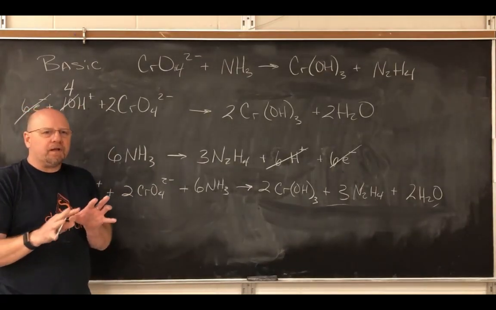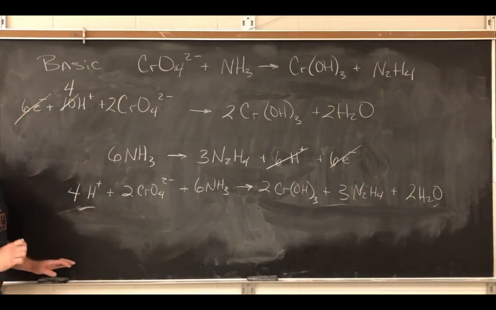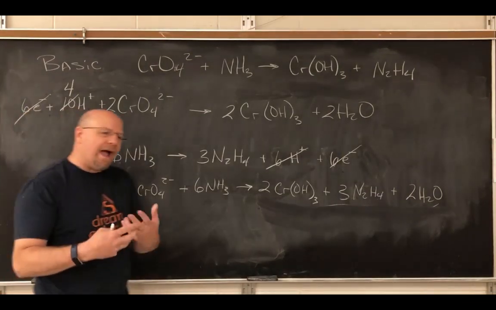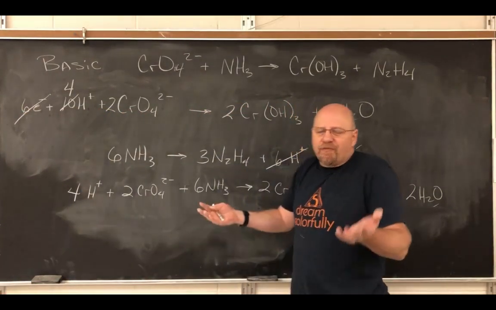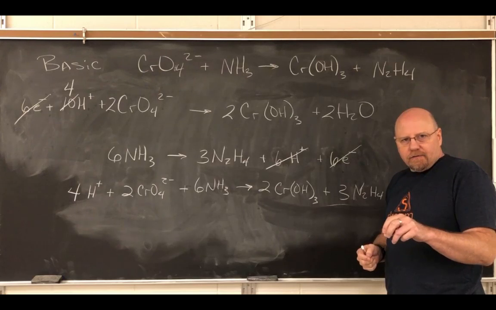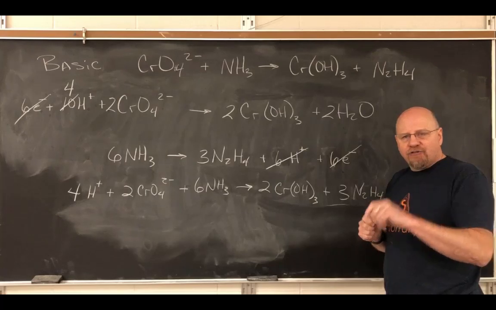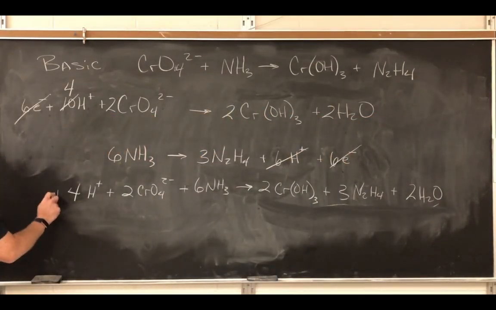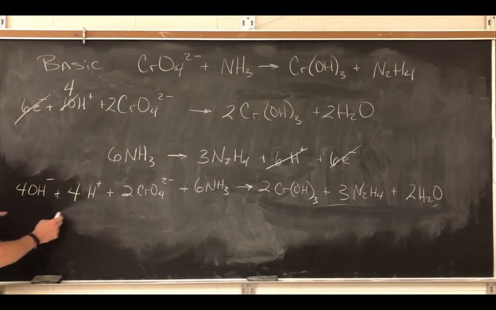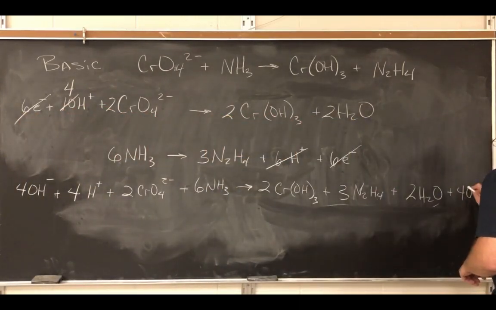Okay, so this right now is balanced in acidic solution. Acidic because we've got the H+. But this question asks us to do it in a basic solution. So here's what you do. We add, if you want to call it 2 extra steps, fine, call it 2 extra steps. We add hydroxide ions to both sides of this reaction equal to the number of hydrogen ions. So 4 hydroxides, because that's how many hydrogen ions we have, plus 4 hydroxides.